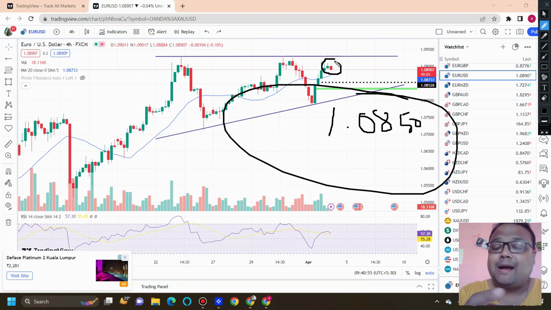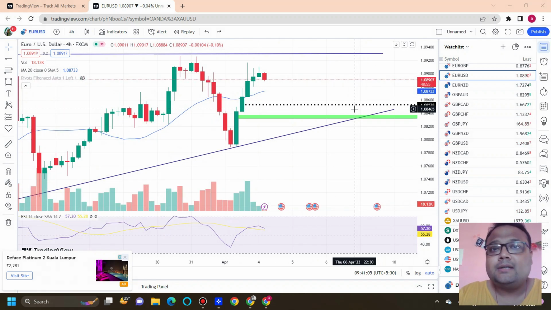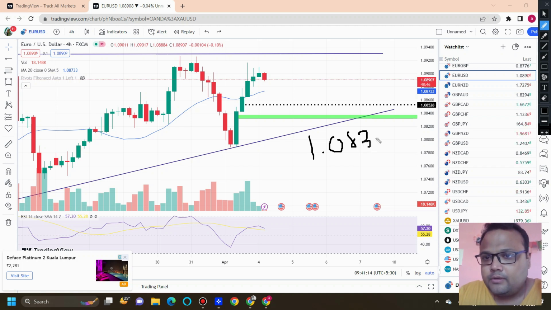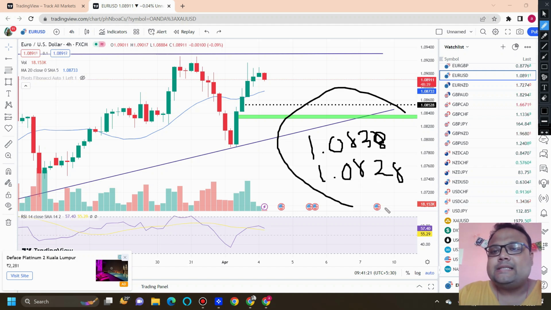But if market surprises us with less volatility, then you can expect the market to take support around 1.0850 and you can expect a buy position. This is a minor support for the day. And the next level to grab a buy position is around 1.0838 to 1.0828. This is another level on the chart of gold.